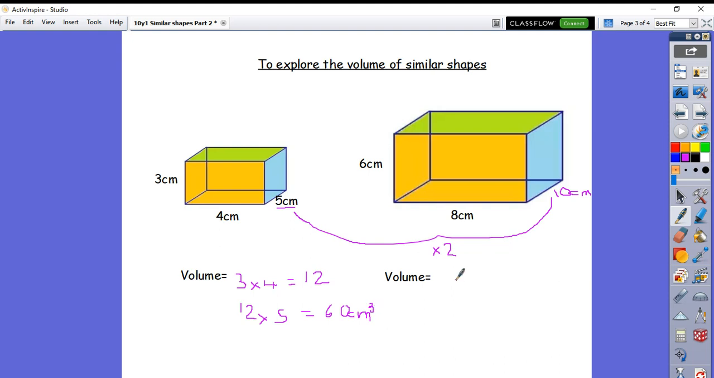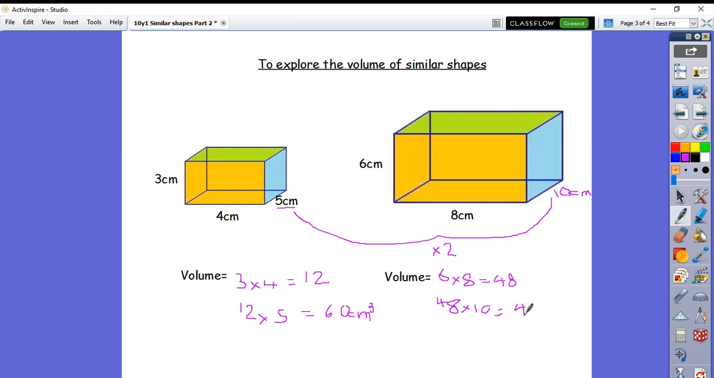Okay, same thing for this shape over here. So we would do the 6 times 8 again, which gave us 48. And then we're going to multiply that by the 10. So 48 multiplied by 10, which gives us 480 centimetres cubed.